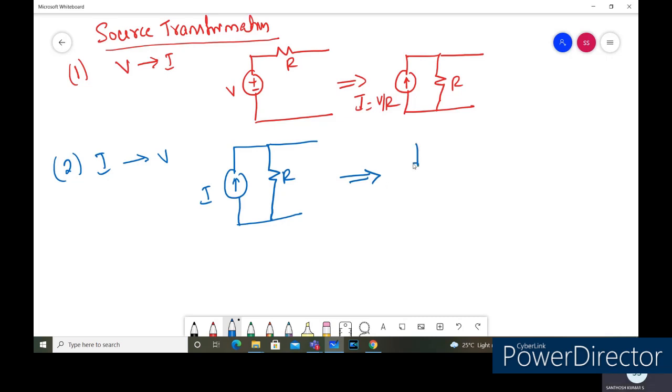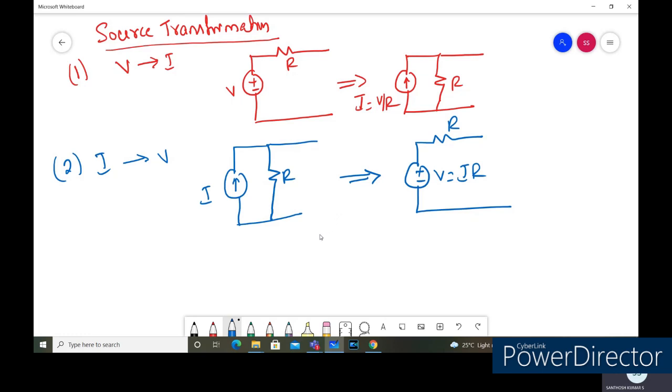So here we are going to replace it with the voltage source in series with the resistance. The voltage V is equal to I into R as per Ohm's law. The head of the current source will denote the positive, and the tail denotes the negative one. So this is how we can convert a current source into the voltage source.